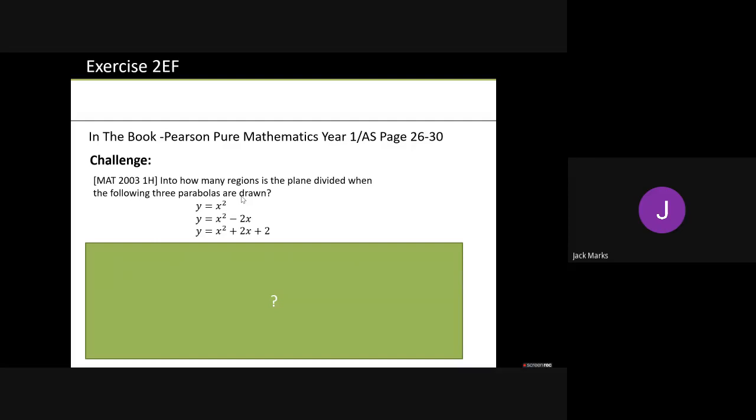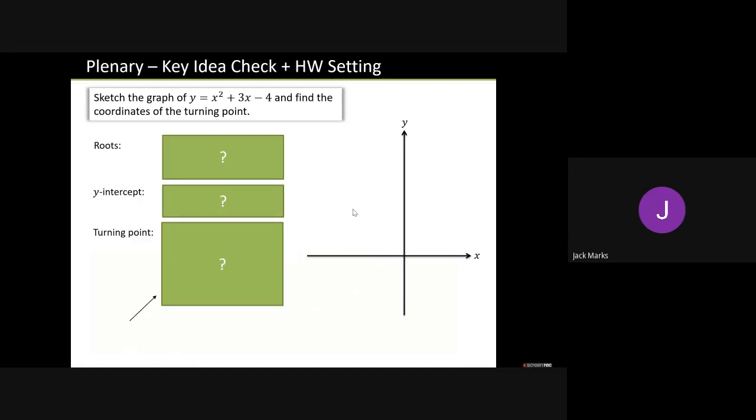So you should now be in a position to have a go at questions such as those from exercise 2E and F. And as a final test, check that you can use the techniques to sketch this graph on these axes. So pause the video here to have a go.